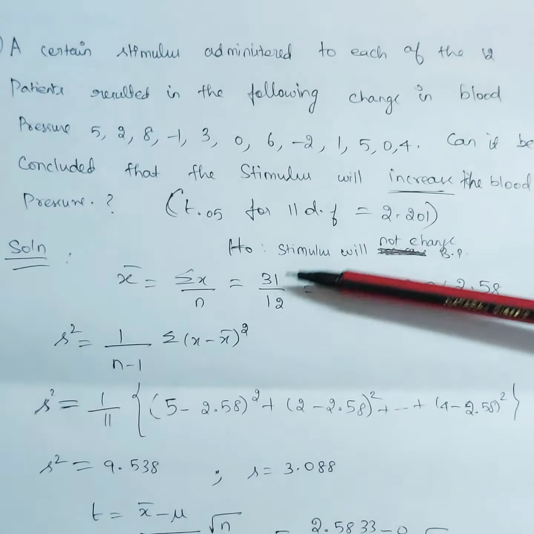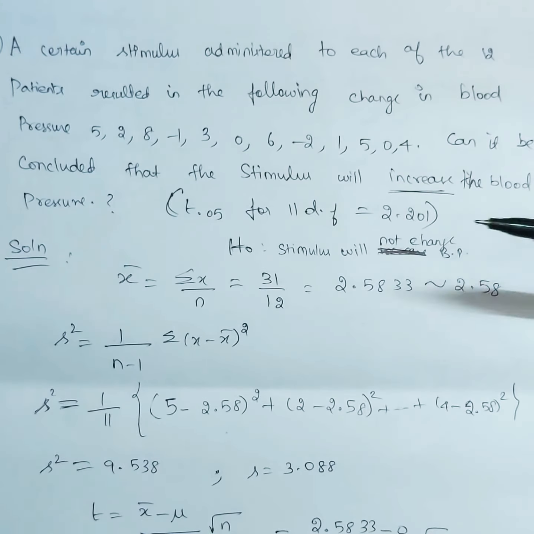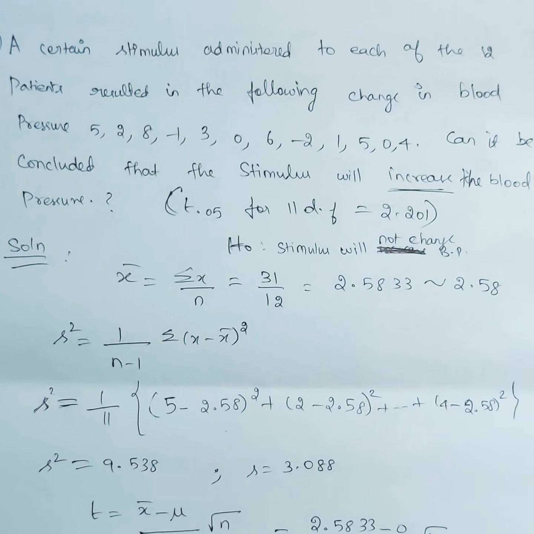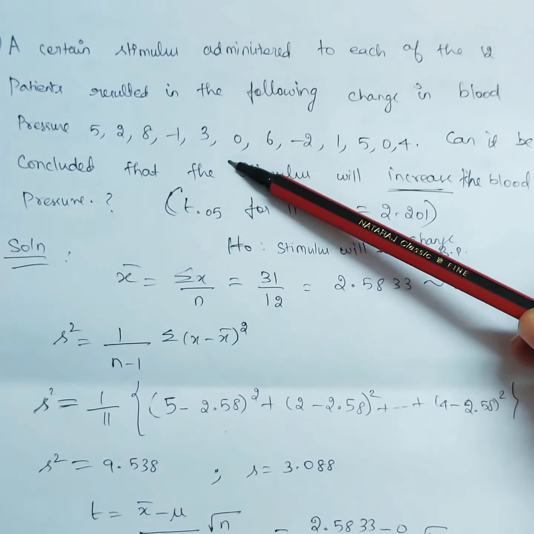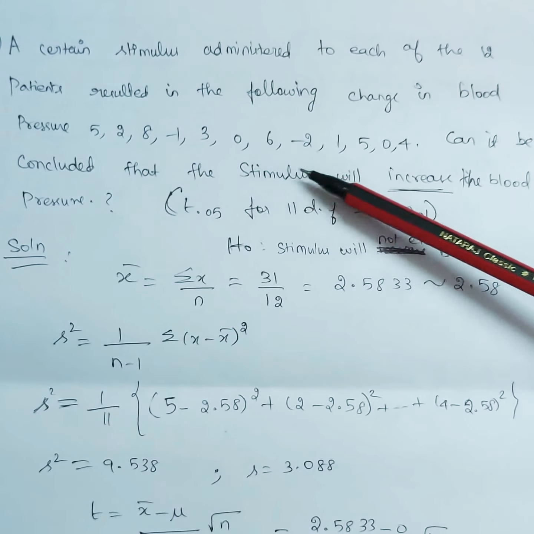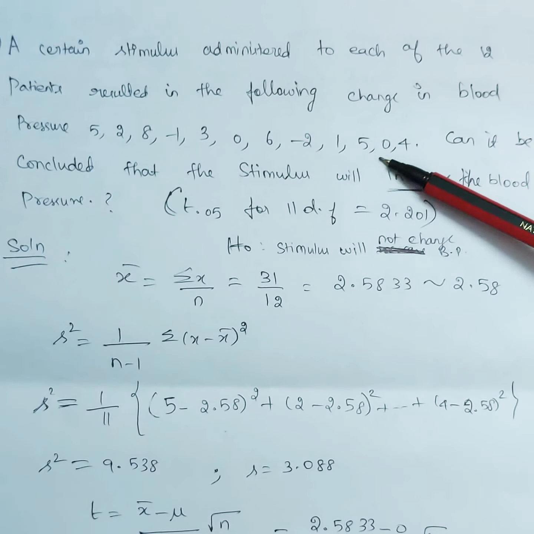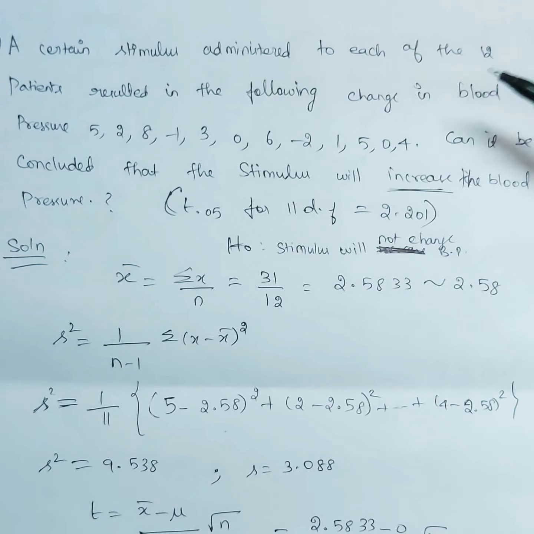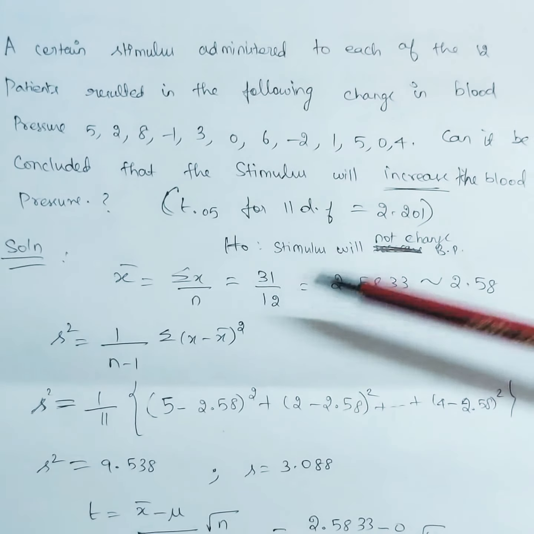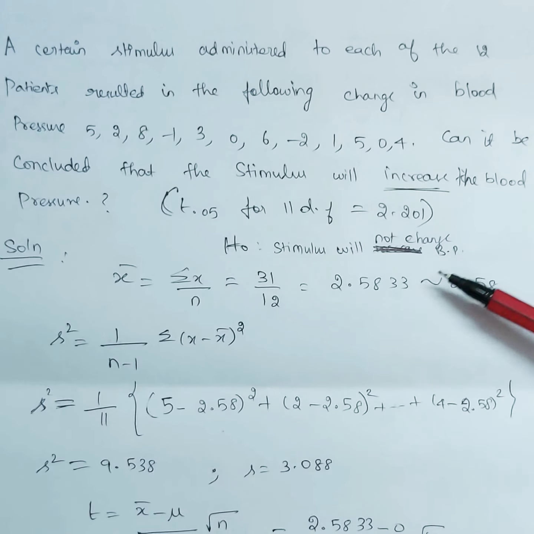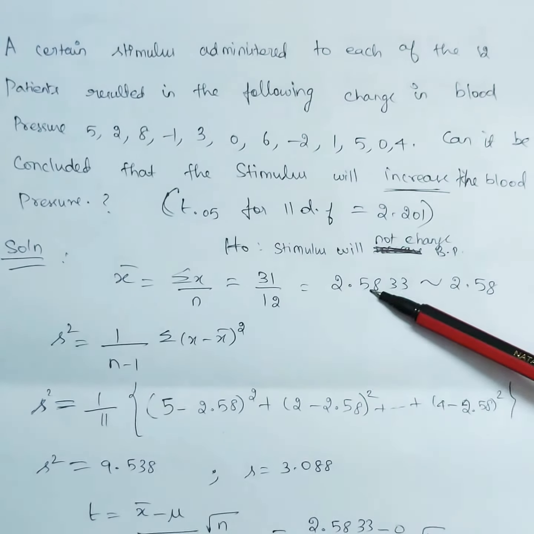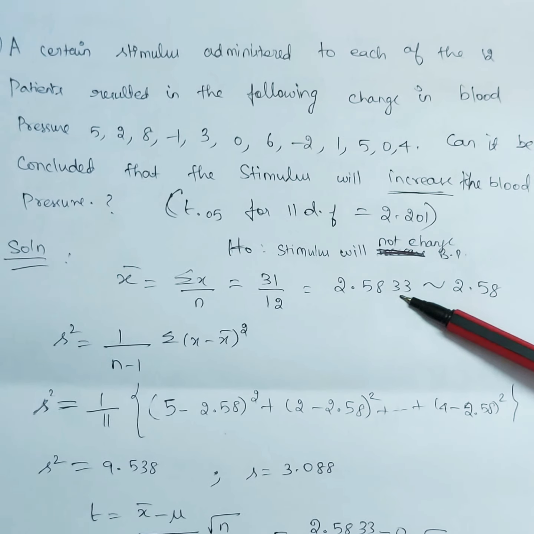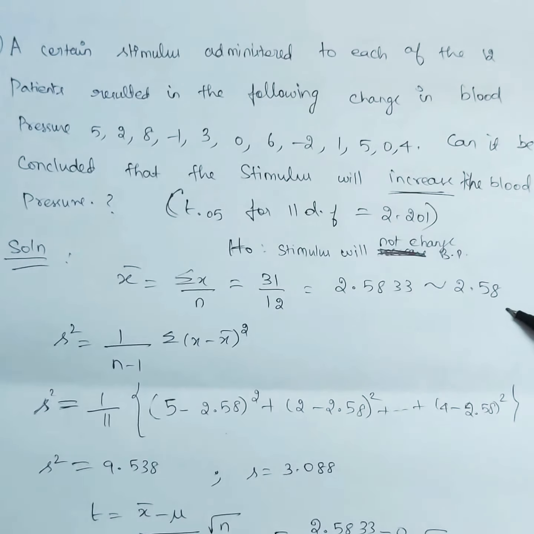So as usual, we are finding x bar, summation of all values divided by total number of values. What are those values? 5 plus 2 plus 8 plus minus 1 plus 3 plus 0 plus 6 plus minus 2 plus 1 plus 5 plus 0 plus 4. How many values? 12. So divided by 12. So it's a normal mean. And when you get more than 4 digits, you just truncate it properly. So 2.58, after 8 we are having 3. If this value is less than 5, I'll write 2.58 as it is. Okay. So you are done with truncation.